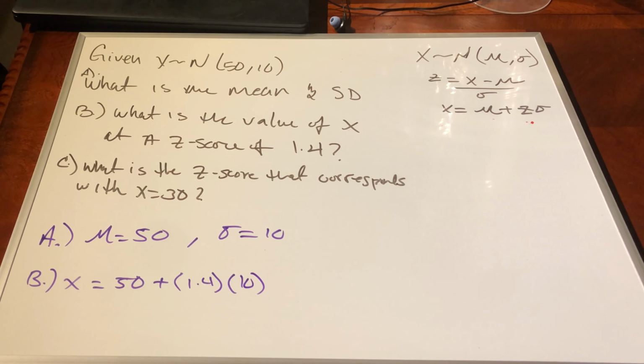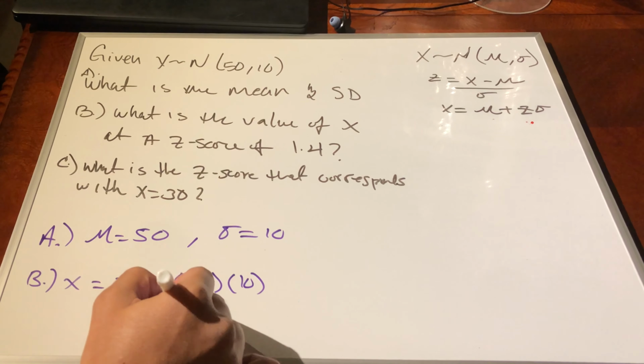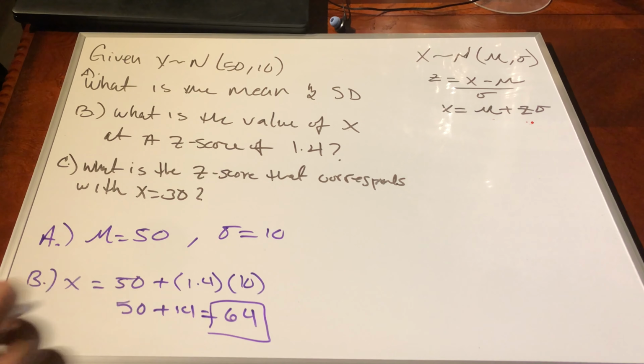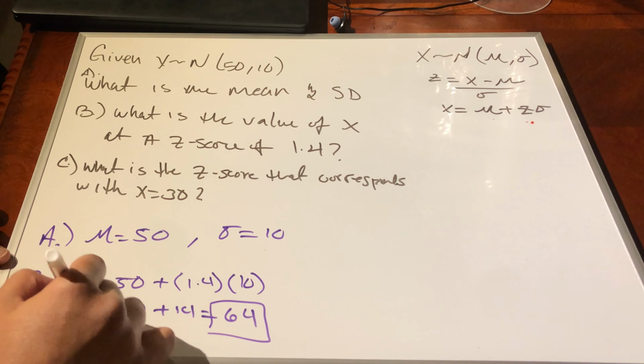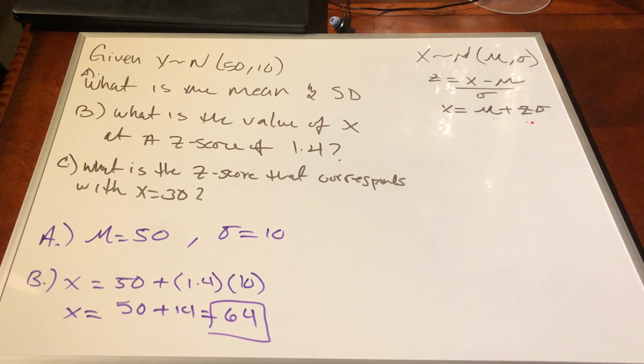Now, if you multiply 1.4 by 10, you guys should get 14. So this is going to be 50 plus 14 equals 64. So therefore, part B equals 64. So your x value, when your z-score is 1.4, the value is 64.